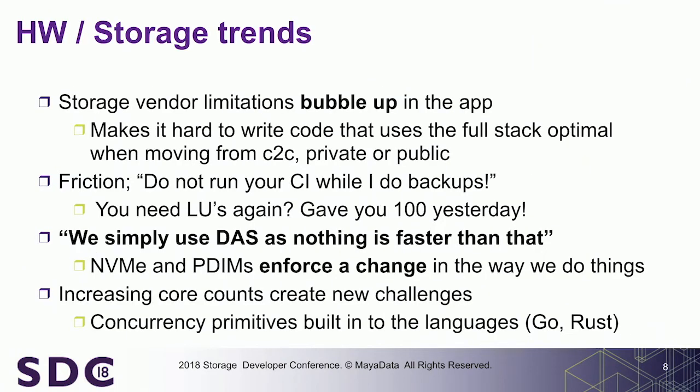So, hardware storage trends, this is probably something that you guys perhaps even know better than I do. But one of the things that we observed is storage vendor limitations, whatever storage vendor it is, some of the limitations of that particular storage system bubble up in the application design. And that makes it really hard to write code that is optimal if you move it from one cloud to the other, or from private to public, or vice versa, or even have this hybrid model where you have something private and something public. So there was a lot of friction we saw when talking to these people.